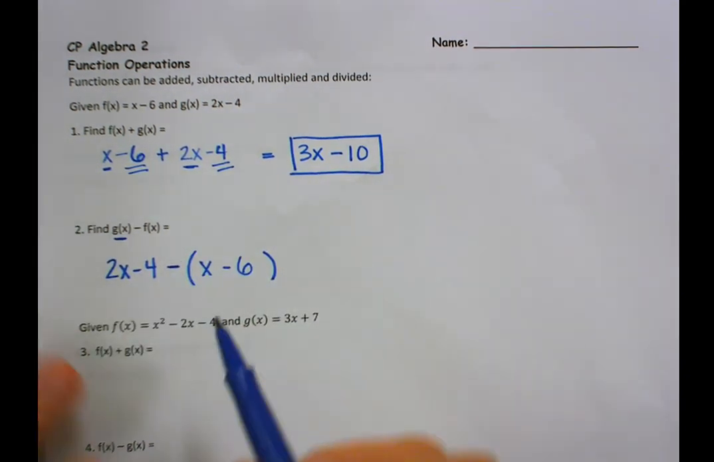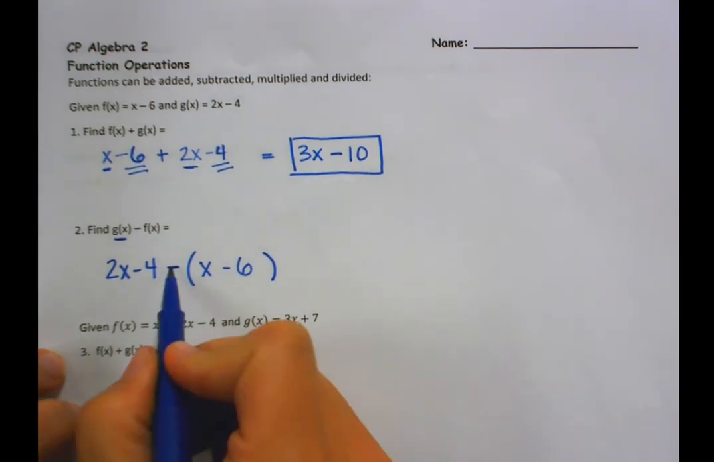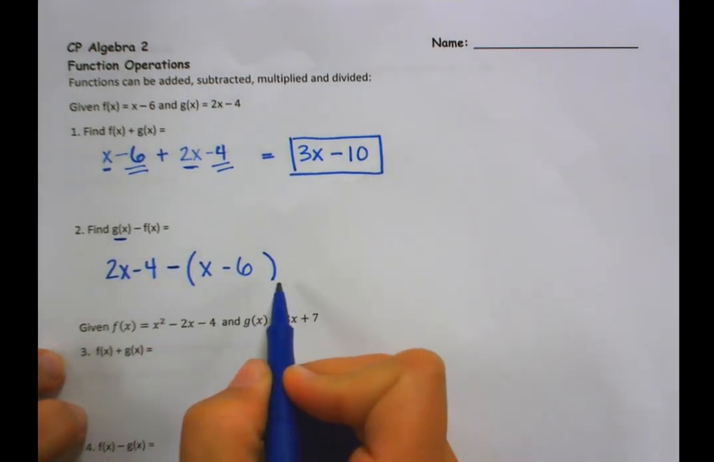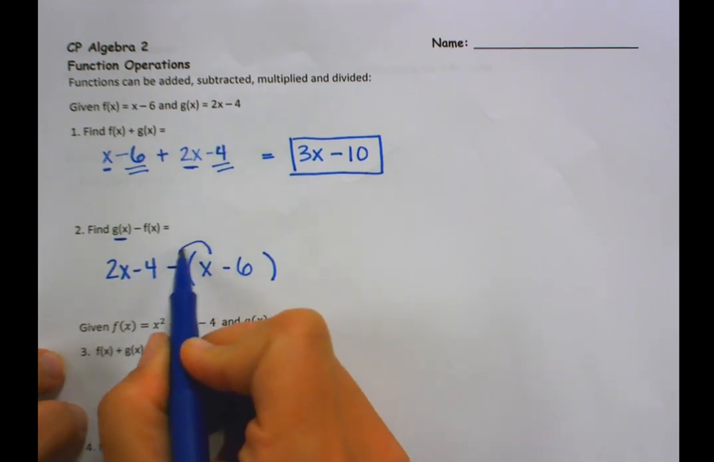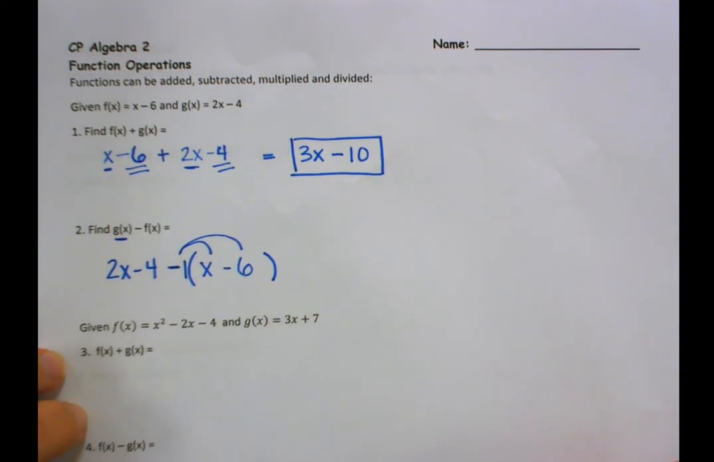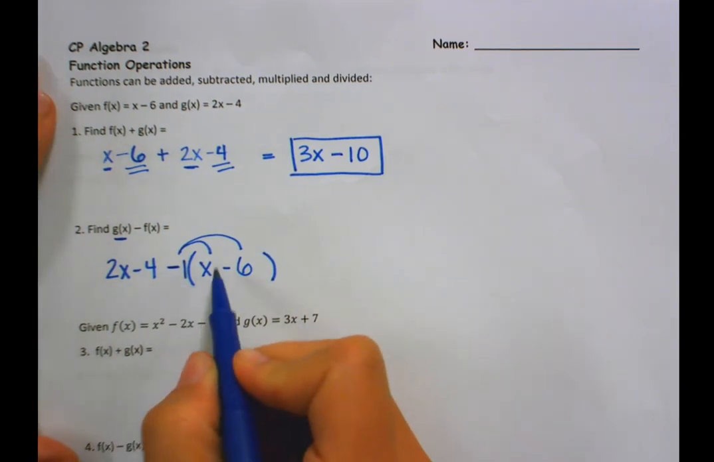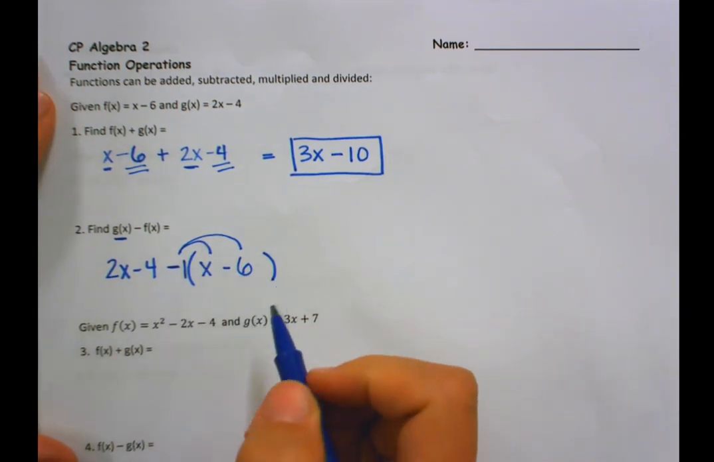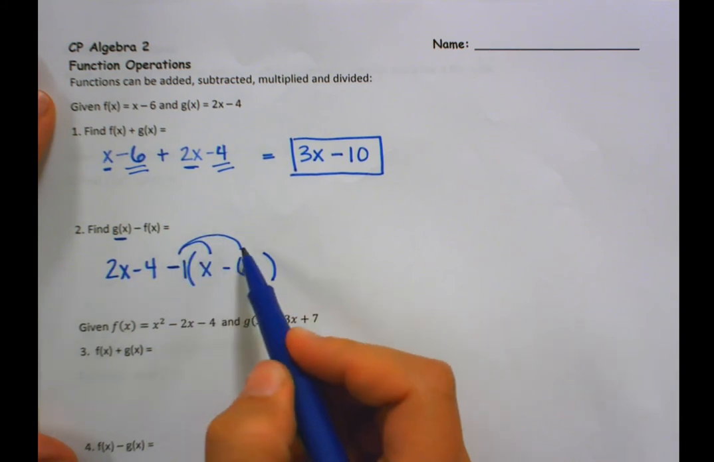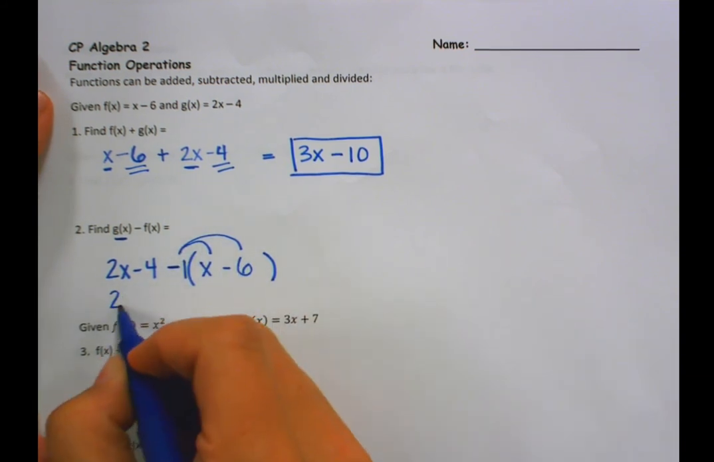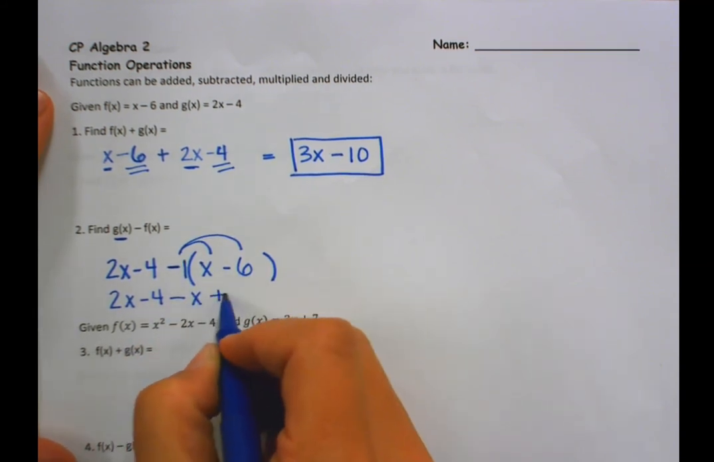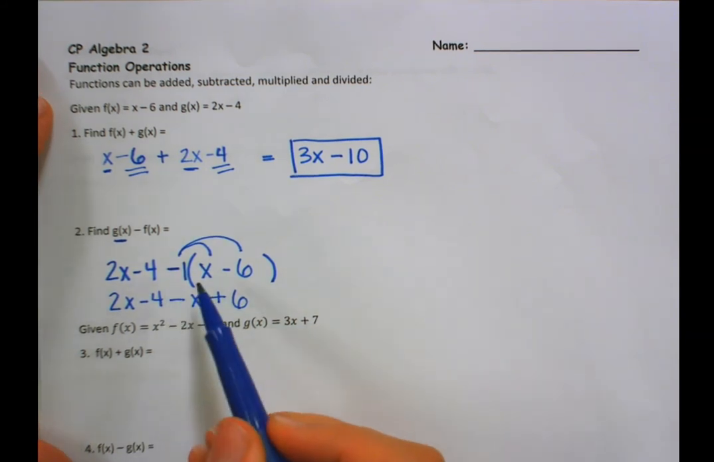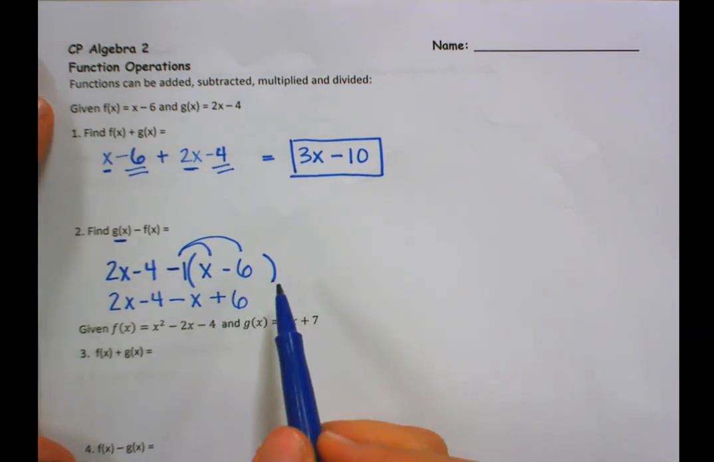The reason I put this in parentheses is because this subtraction sign applies to the entire function, not just the first term. So if you think of this as a negative 1, we would have to distribute that to both terms inside the parentheses. That subtraction is subtracting both of our terms. So it's saying minus x minus negative 6. But to make sure that we don't make a mistake, we'll just distribute the negative so that all the terms have the correct sign. So this is really 2x minus 4 minus 1x, and then negative 1 times negative 6 would give me positive 6.